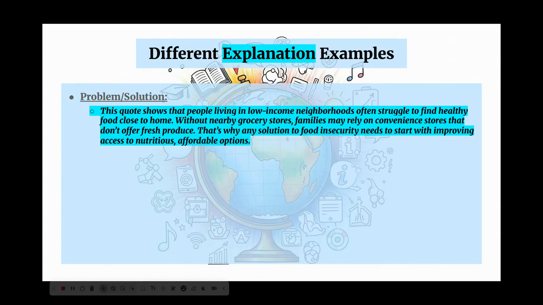So for problem solution, this quote shows that people living in low-income neighborhoods often struggle to find healthy food close to home. Without nearby grocery stores, families may rely on convenience stores that don't offer fresh produce. That's why any solution to food insecurity needs to start with improving access to nutritious, affordable options. So this explains, one, how the quote is connected to the point. It also shows us why we should care about this information, because low-income neighborhoods struggle to find healthy foods. They may rely on things that aren't fresh. And then it shows us, what should we do about it? We should start improving access to nutritional options.